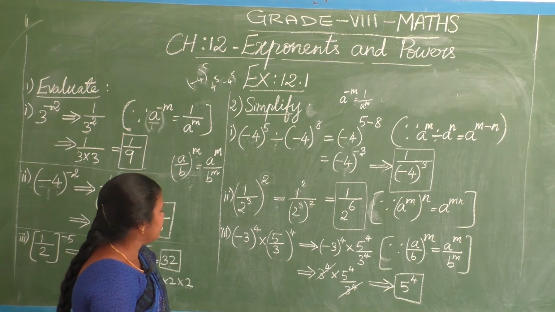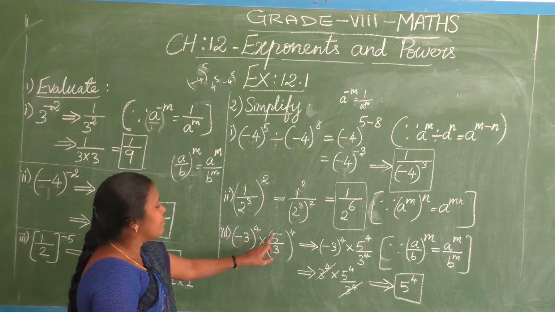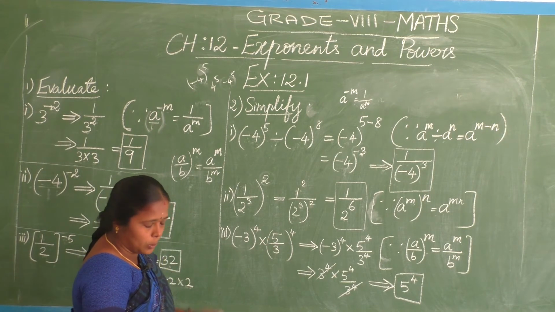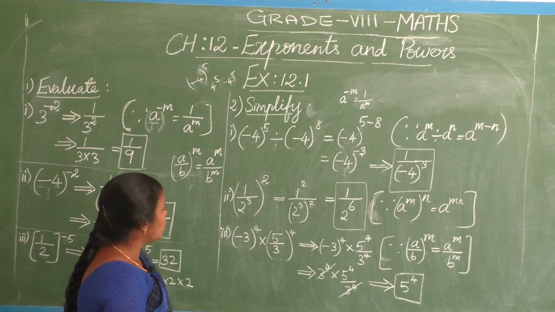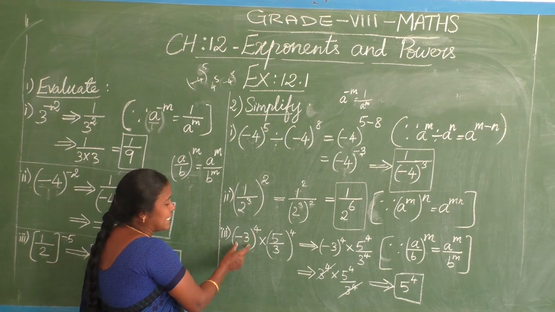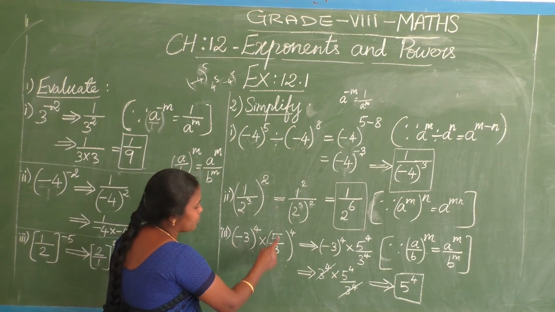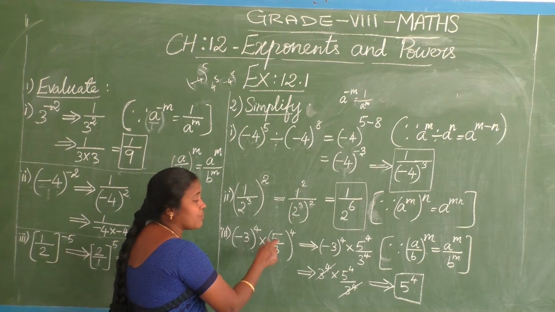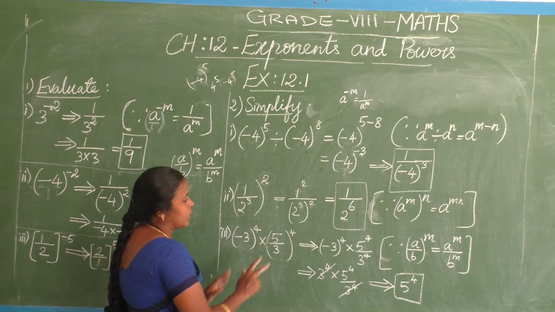Third question. Minus 3 the whole power 4 into 5 by 3 whole power 4. In this situation we have to solve. How? Here, if you consider this exponential form, minus 3 is the base, that is an integer. If you consider this, 5 by 3 is the base, that is a fraction. Both are connected by multiplication. At that time we have to solve.